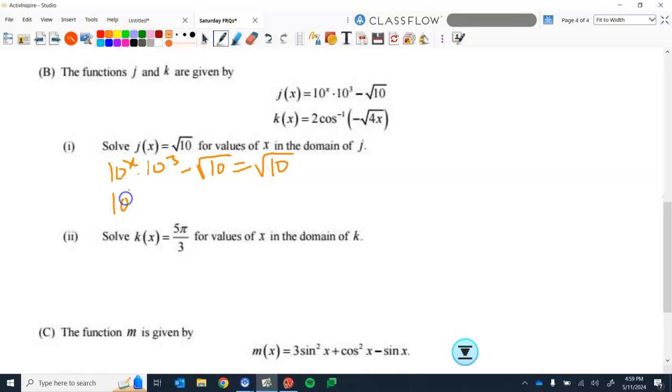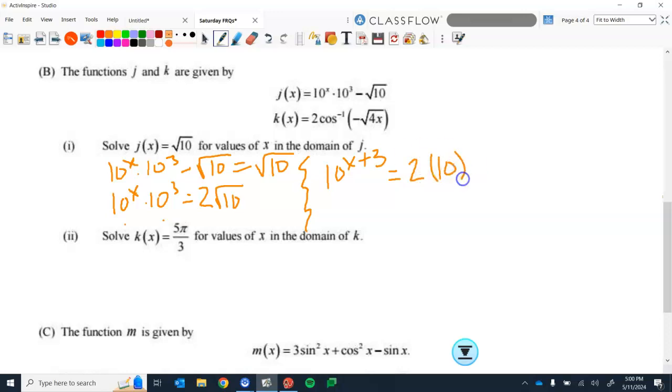So this is going to give me 10 to the x times 10 cubed equals 2 square roots of 10. All right, now I have 10 to powers on the left, and on the right I have the square root of 10. I can change that to a power. Plus, now when I'm multiplying these two, that means I add the exponents. So this is going to be 10 to the x plus 3 power equals 2 times 10 to the 1/2 power.